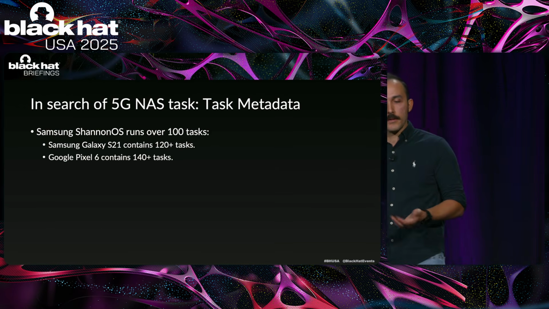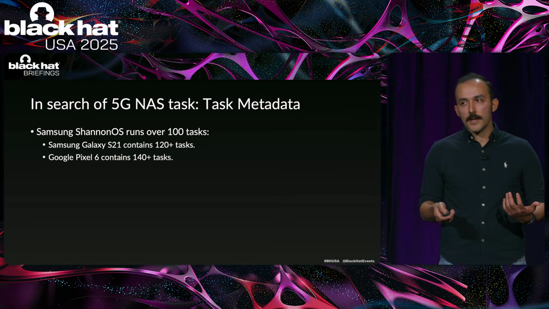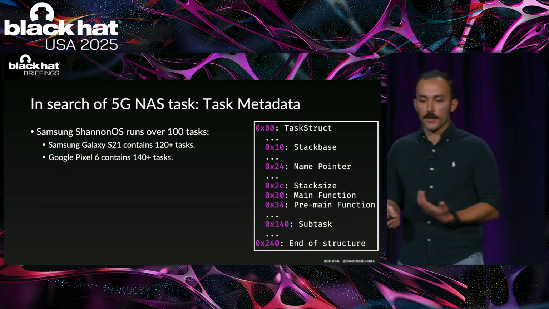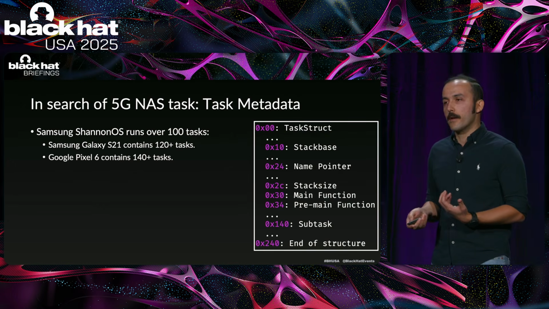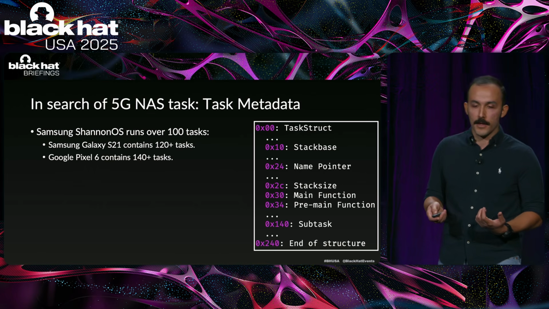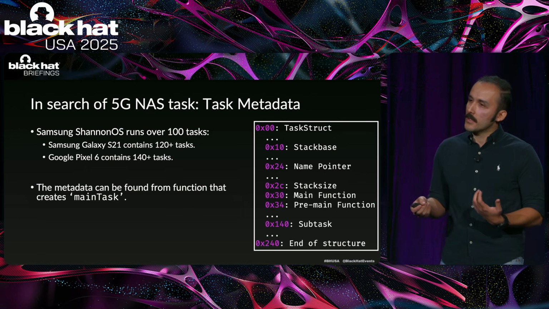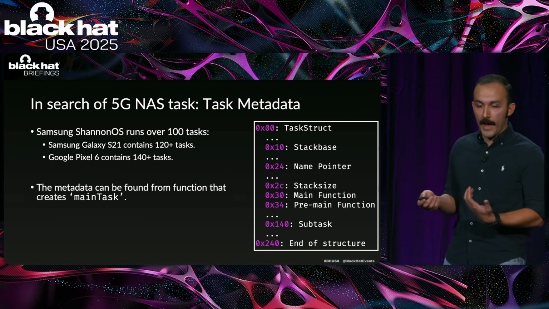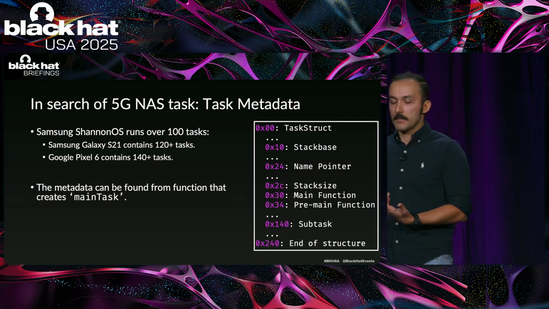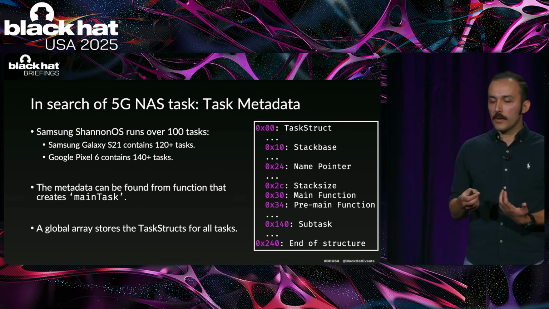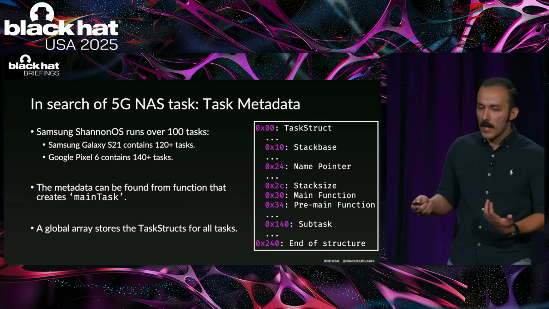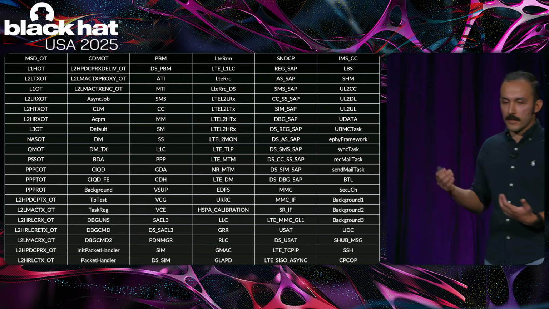Now, this RTOS runs a ton of tasks. The good news is each task has metadata stored in a structure, like the one shown here on the right. And this can be found from where the main task is created. All these structures are stored in a global array that holds information about every task. And this gives us a solid starting point, where we can scan this array and find the task we want by name.